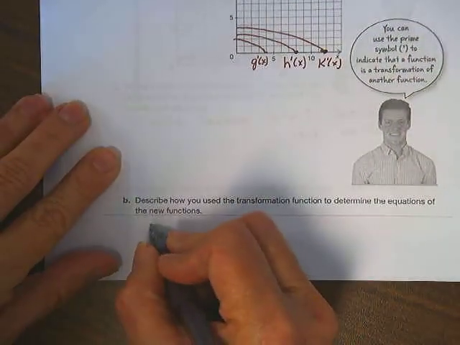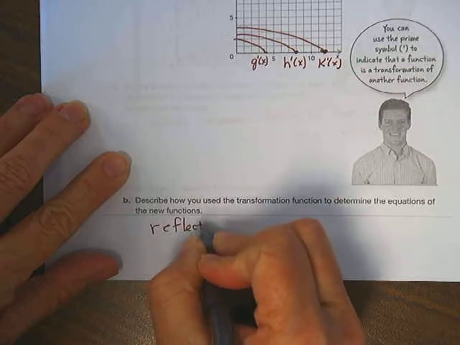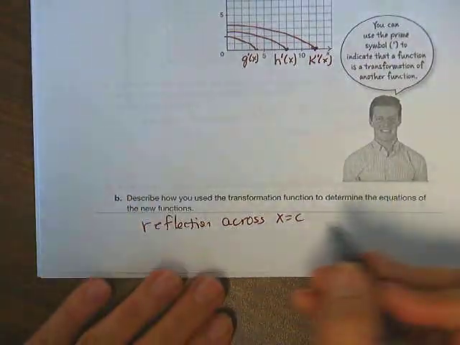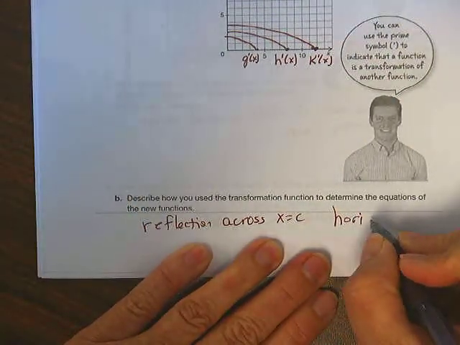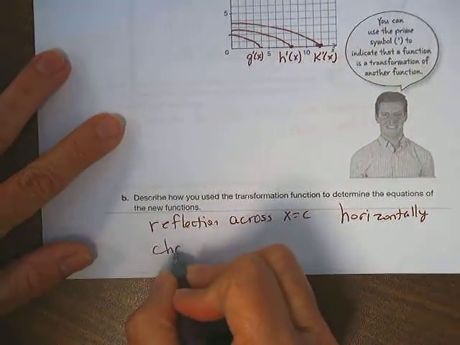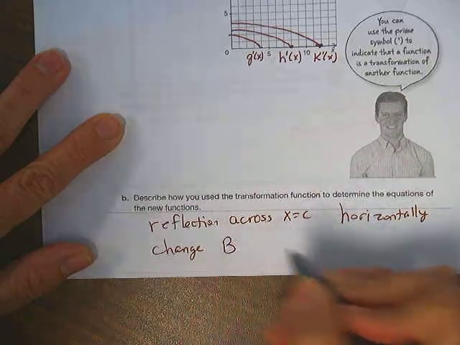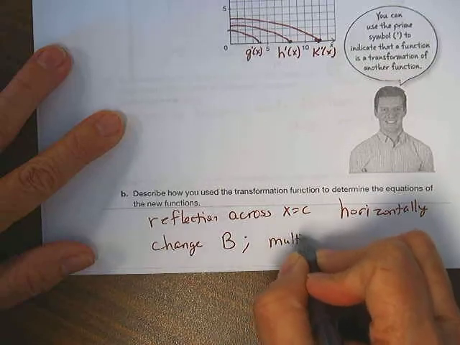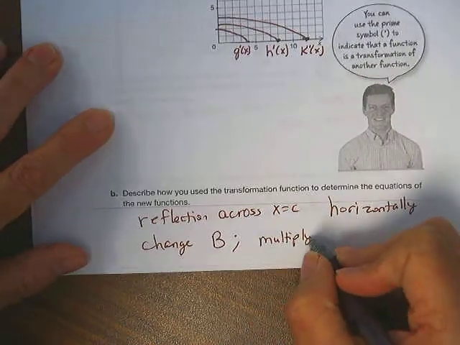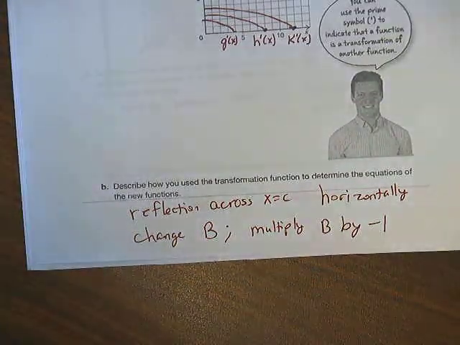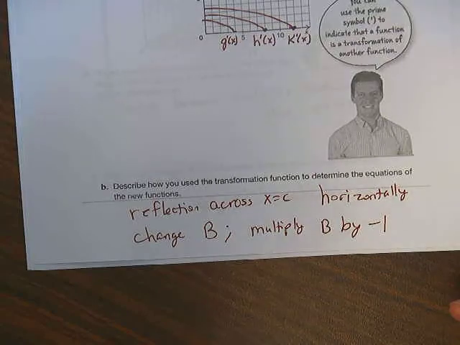Let's see, so we needed to do a reflection across x equals c. So if we want to reflect horizontally, we change b. And the way we change that is you multiply b by -1. So we need the opposite value of b to have this reflection.